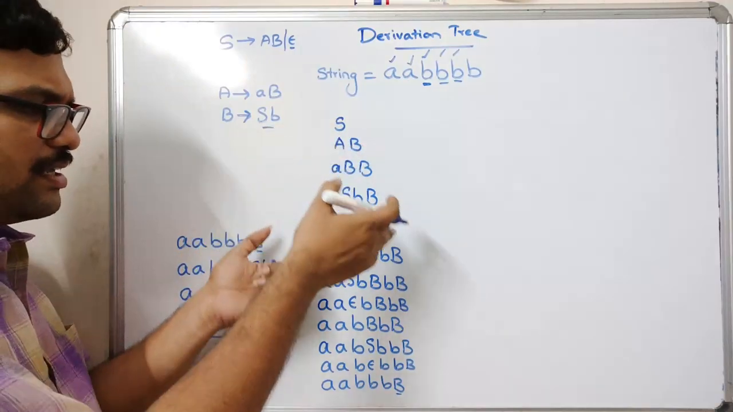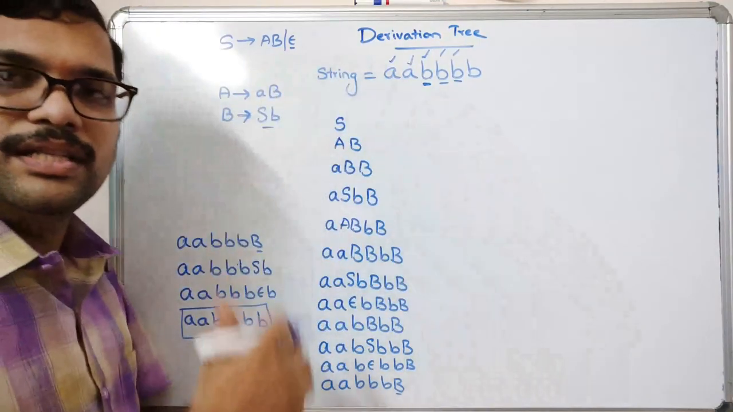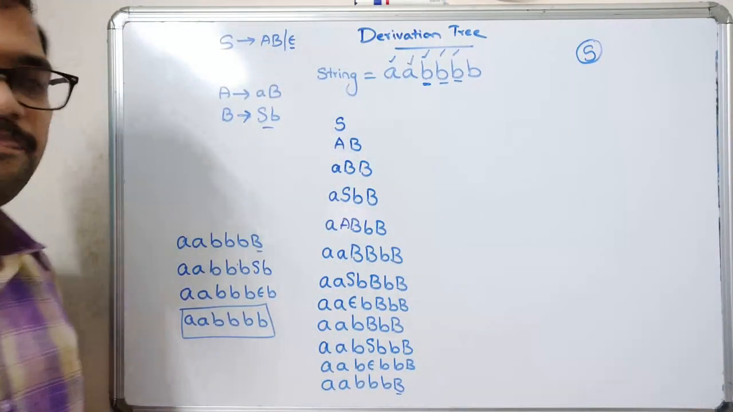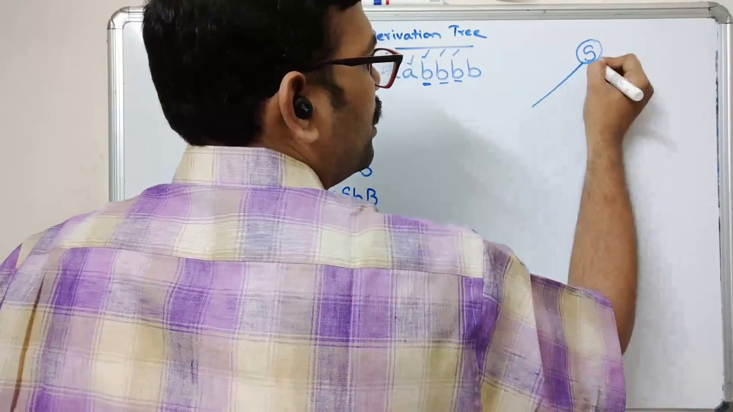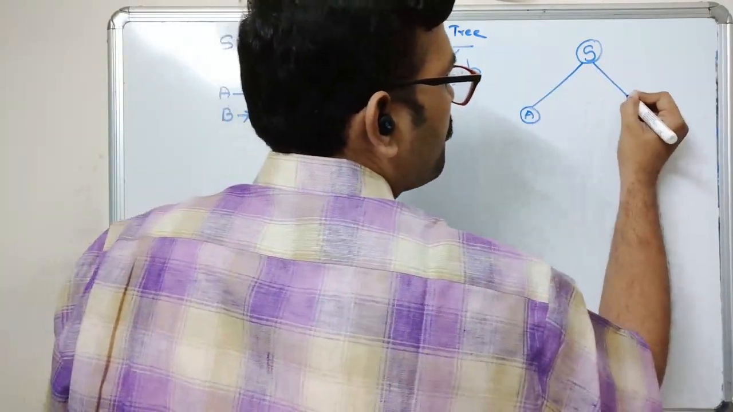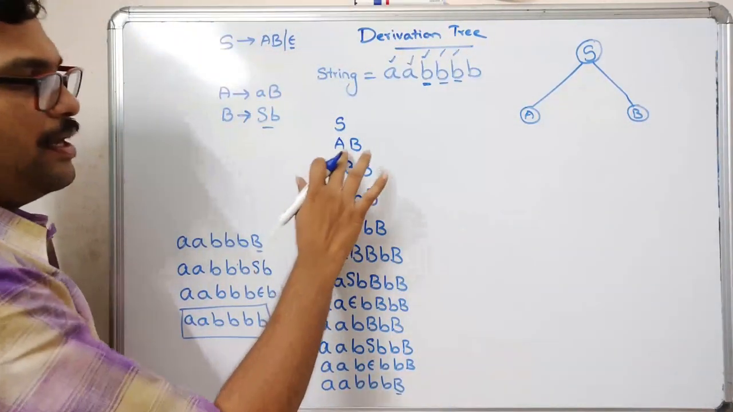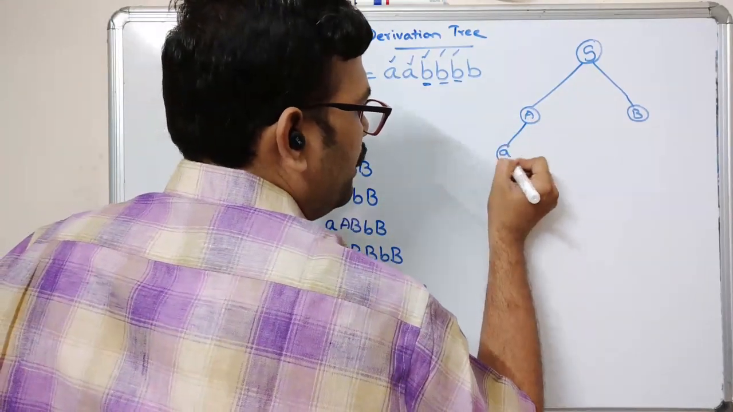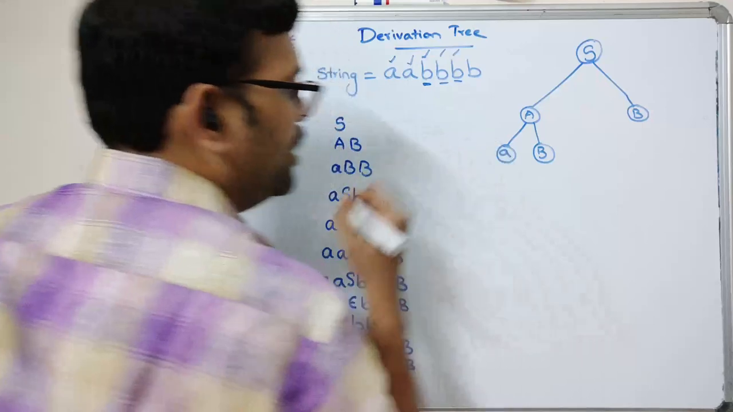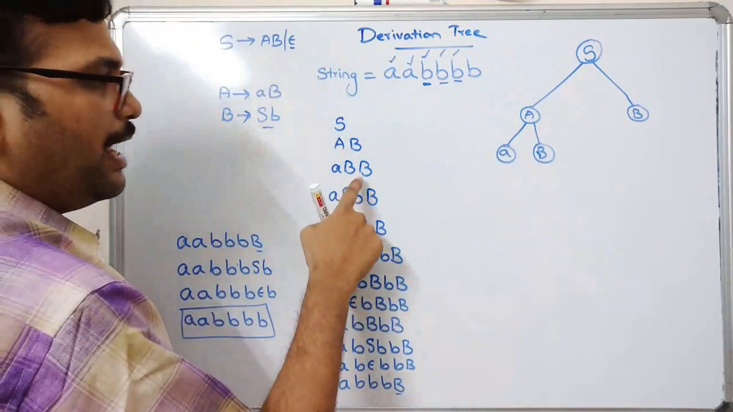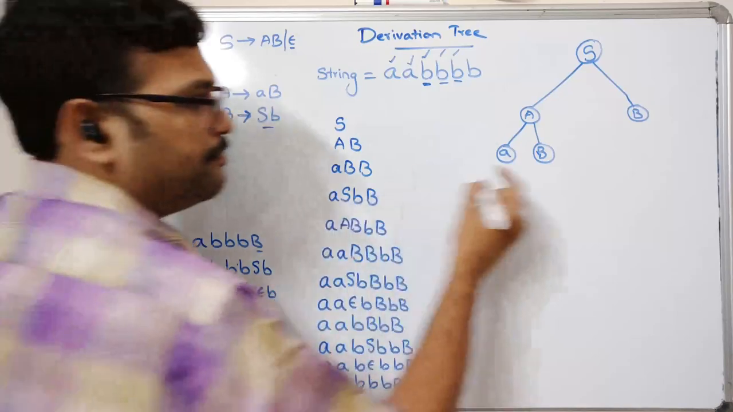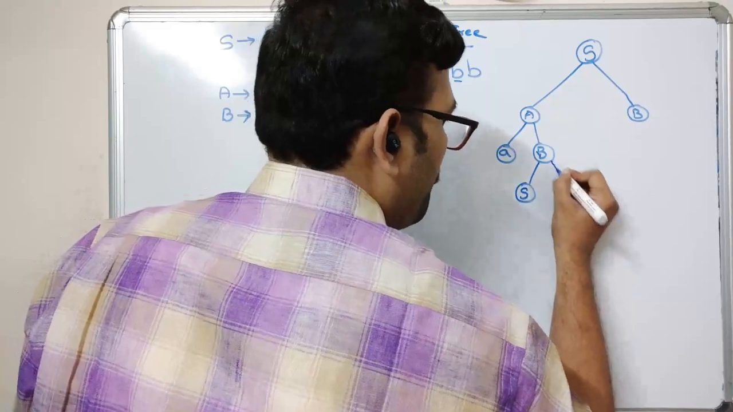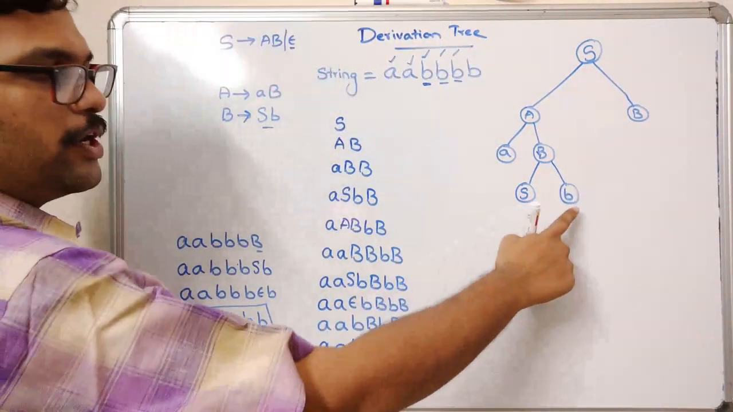So just represent the same derivation using the derivation tree. Start with symbol S. First we have given A and B. Next, A is again divided into AB, right? And again, B is divided into S and B. We need not change this one because this is a terminal, right? So S and B. We need not change B.